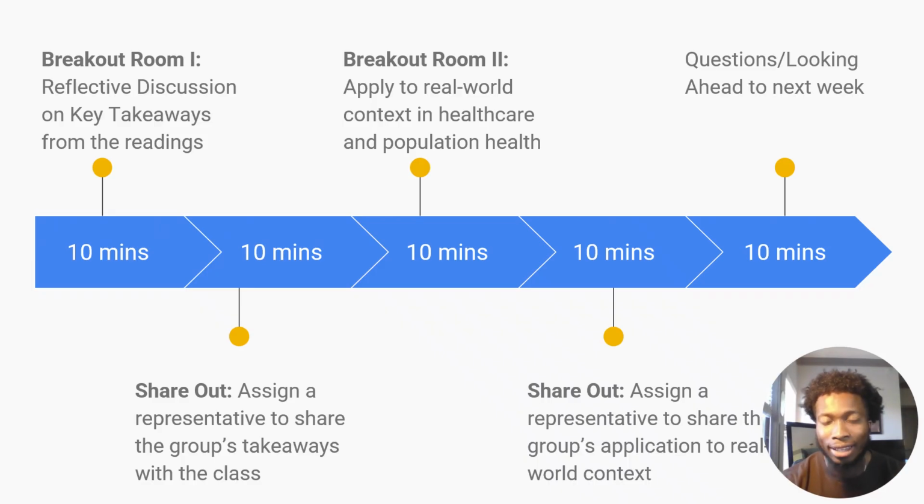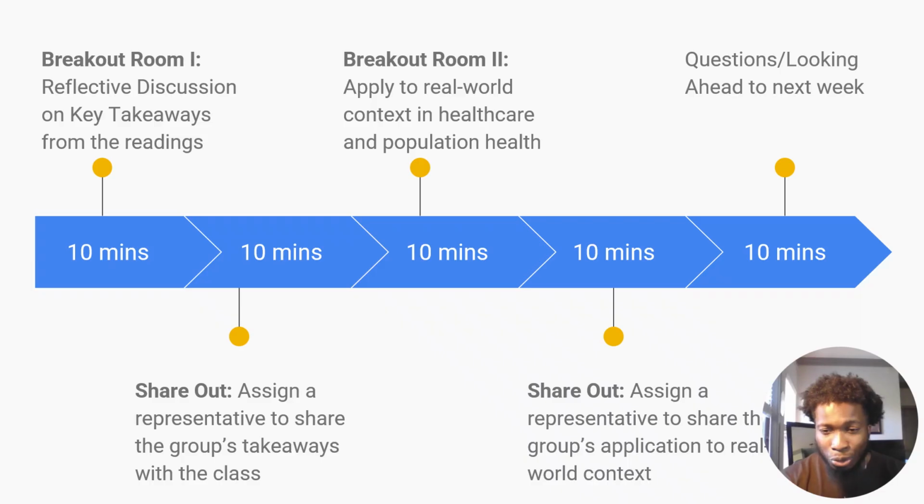Okay, now that you all have had the opportunity to read each of the 6 assigned readings, I'm going to separate you all into 2 separate breakout rooms. For the first breakout room, I want you all to conduct a reflective discussion on key takeaways from each of the readings and provide one another with at least 2 to 3 key concepts that you garner from the reading. For the next breakout room, I want you all to apply to real world context in healthcare and population health settings. Essentially, I want you to take each concept that you garnered from the reading and apply it to a real life healthcare leadership scenario.